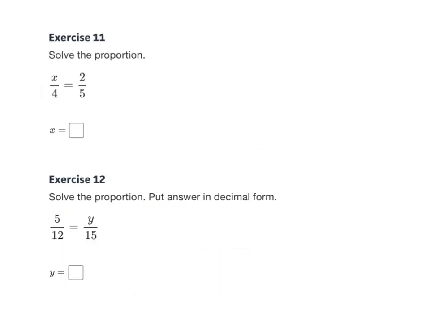I'm going to solve these proportions using cross products because I know that will always work. I don't see an easy way to do mental math for this one, so I'm going to look at x times 5, so I'll end up with 5x equals 4 times 2, that's 8. I need to isolate x, so I'm going to divide by 5 since currently x is being multiplied by 5.